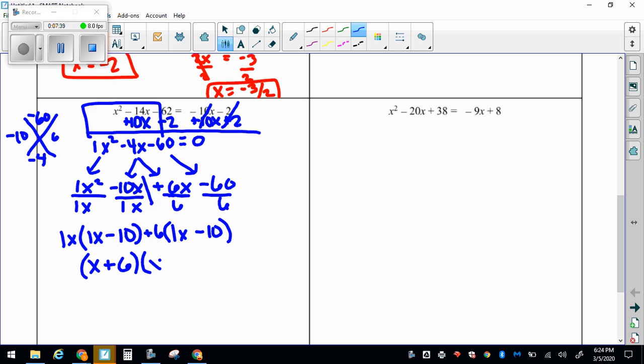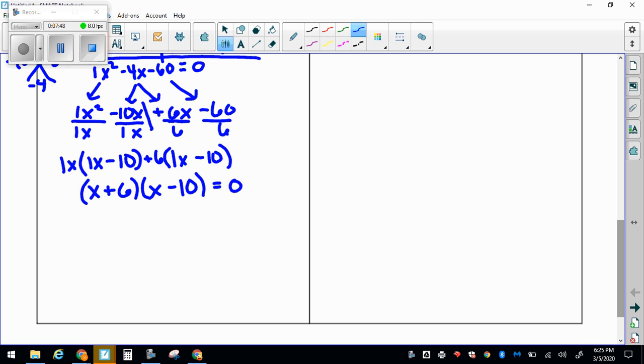And then x minus 10 equals 0. And now it is factored. And the nice thing about it being factored is that there's only one more step. All I need to do is take each of these parentheses, set them equal to 0, and solve. So x plus 6 equals 0. X minus 10 equals 0, right? Both of the parentheses equal to 0, and let's solve it.